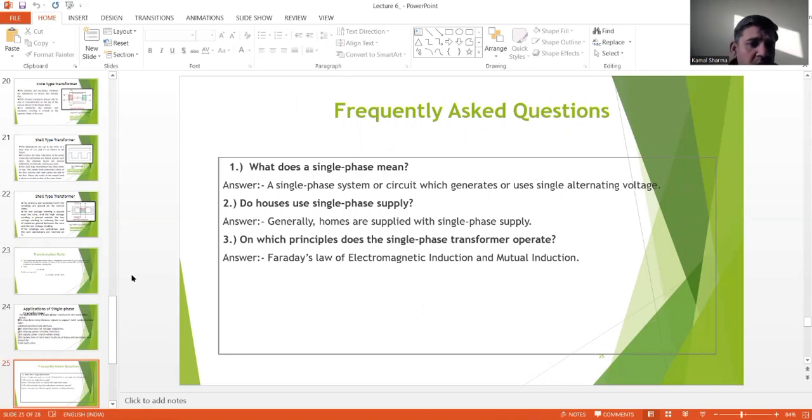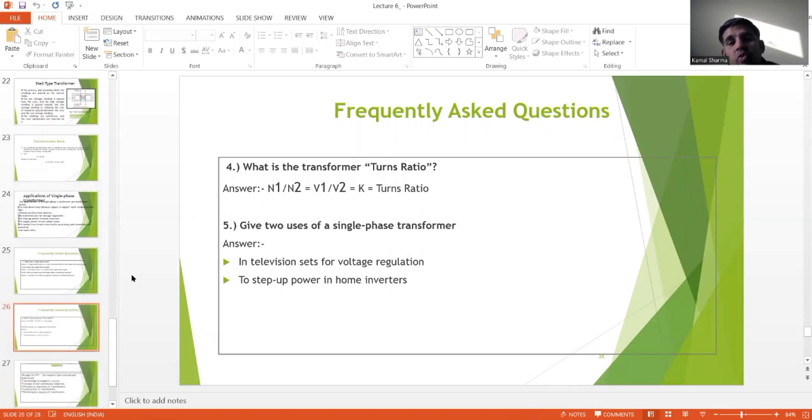These are certain questions which can be asked. What actually is a transformer? Do houses use single phase supply? Yes. The principle of a transformer depends on electromagnetic induction and mutual induction. Single phase means that it will use only one alternating supply. What is transformation ratio and turn ratio? The two are opposite to each other.